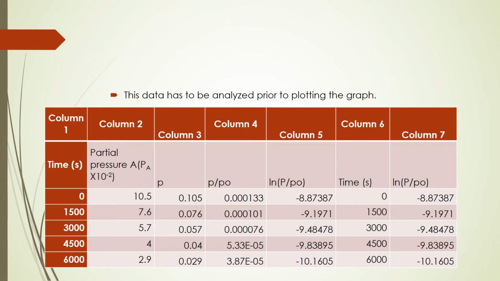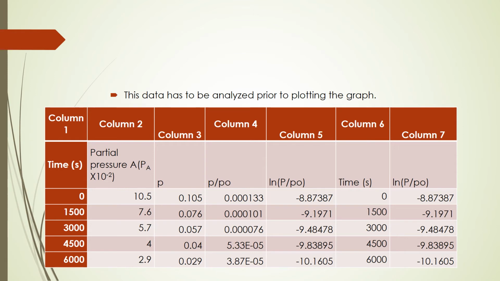For column 4, I developed P over P naught, because my target is to have ln P over P naught. We know that P naught equals 750, and our P for the first row is 0.105. So 0.105 divided by 750 gives 0.000133. For column 5, we convert P over P naught to ln P over P naught. So ln P over P naught for the first row is minus 8.8737.